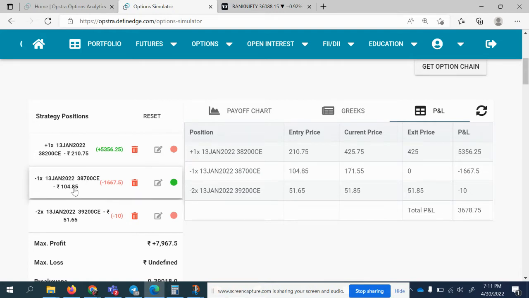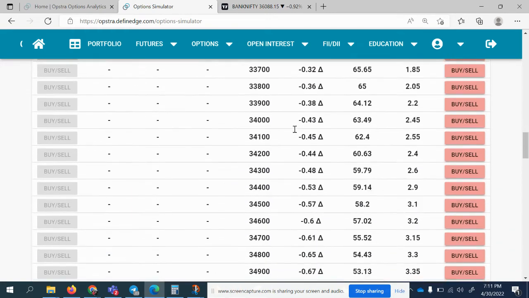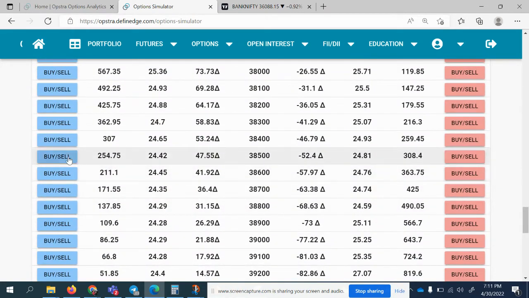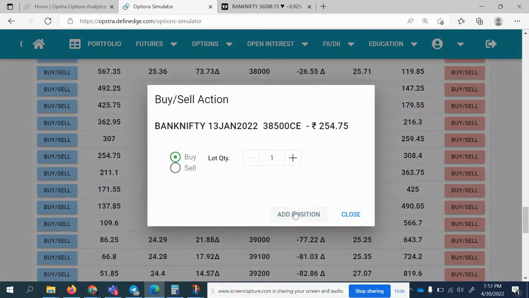Now what I will do, see, there is a gap. If you look at the spread, 38,700 minus 38,200, so we have a 500 gap. To make it back to the debit spread, I've squared off this leg, 38,200. I'll take 38,500, one more buy. See what happens. I'm just going OTM 38,500 with a single lot.